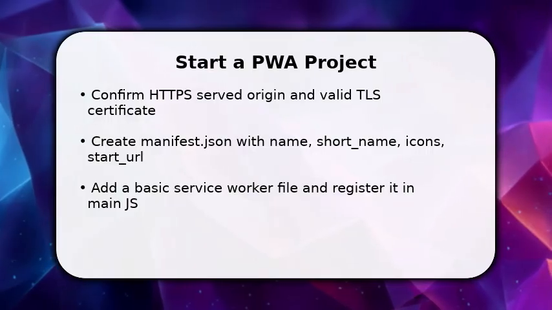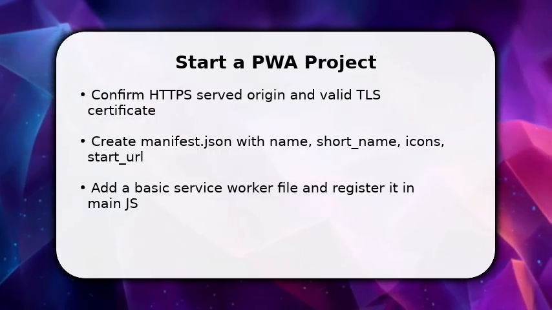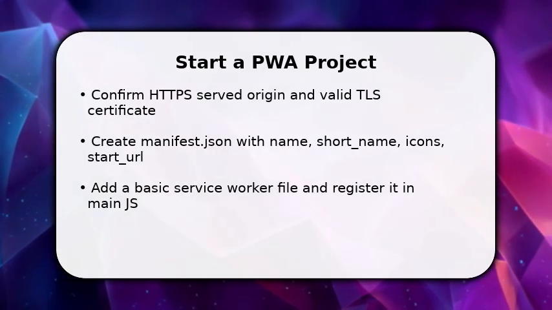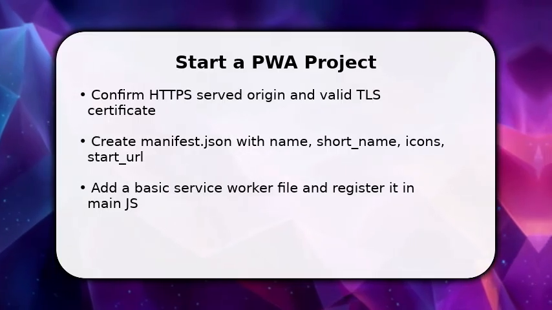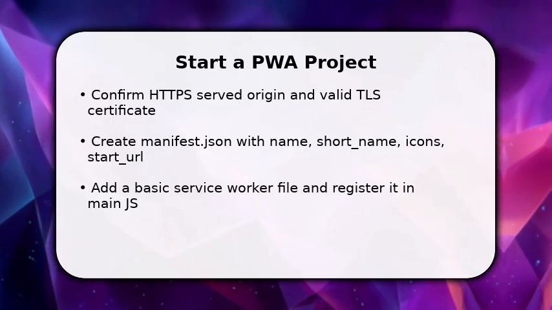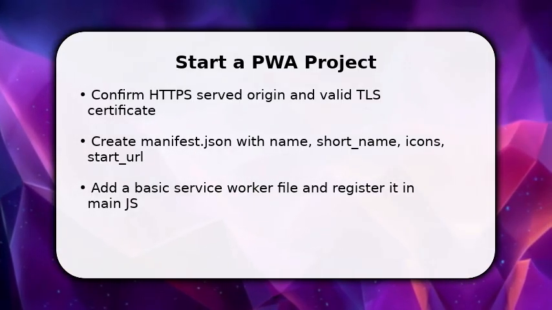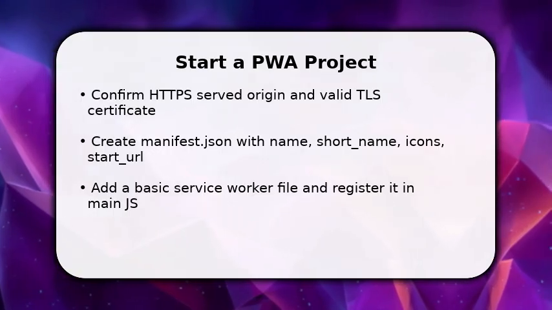You begin by preparing a live HTTPS origin and adding a minimal manifest so browsers recognize your app. Once done, register a service worker in your main JavaScript immediately so caching can start. Make sure the manifest includes icons, start URL, display standalone, and a sensible scope.